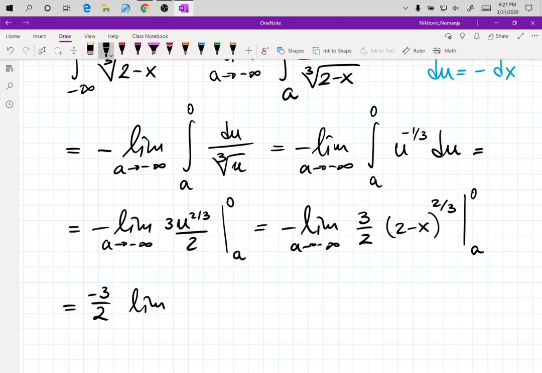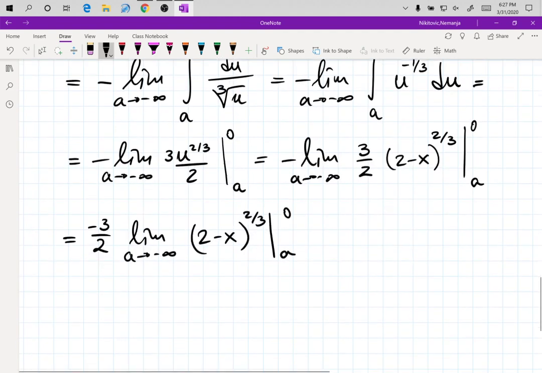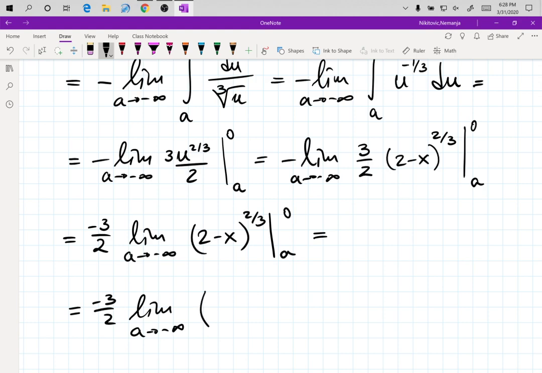We have a limit, a goes to negative infinity, and then I have 2 minus x to the 2/3 computed from a to 0. We plug in these values and we see what we get, right? So negative 3/2, limit a goes to negative infinity, top limit, that's a 0. So it's just 2 to the 2/3 minus, and now we have 2 minus a to the 2/3.